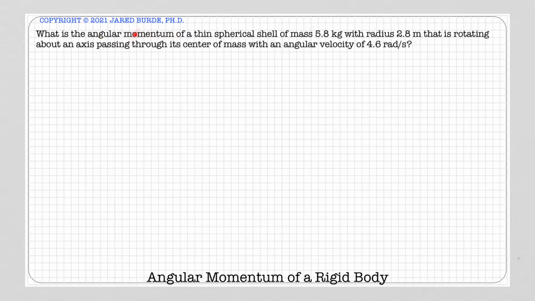Here we want to find the angular momentum of a thin spherical shell with a given mass and radius that's rotating about an axis passing through the center of mass with a given angular velocity. We are asked to find the angular momentum of a thin spherical shell, which is a rigid body, meaning it's an extended object, it's not just a particle. And so we have an equation for that we can use.